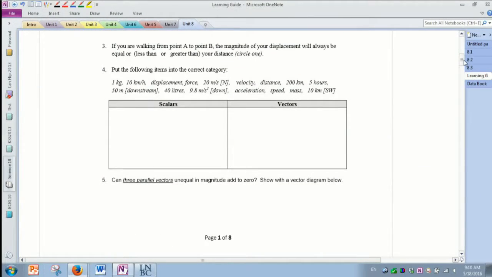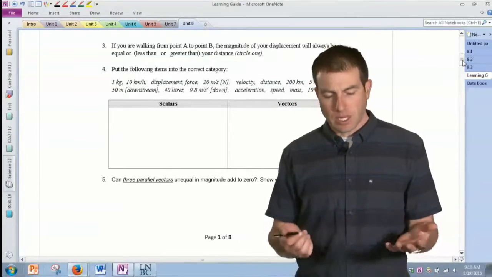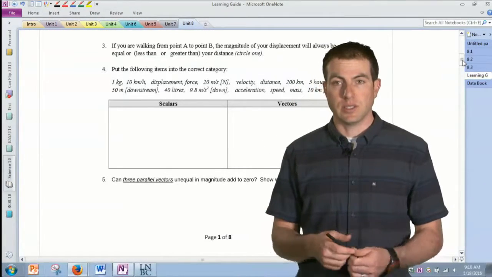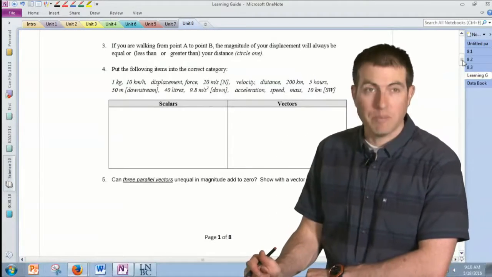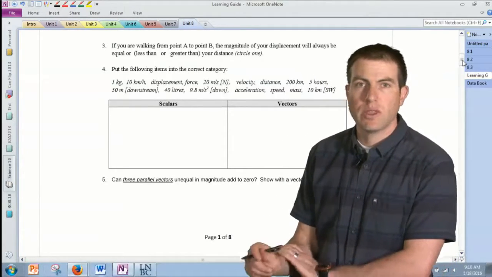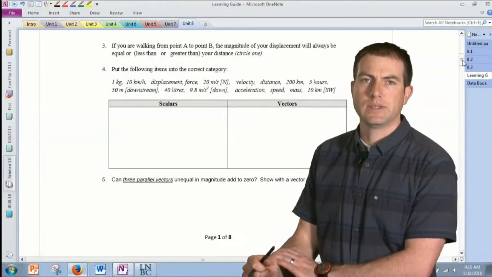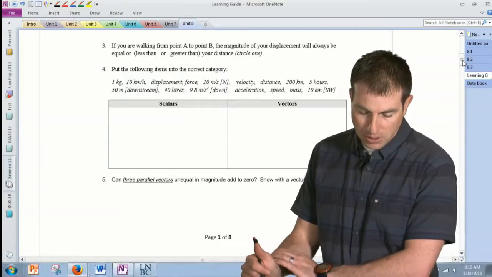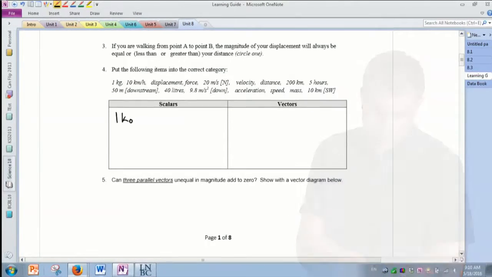Put the following items into the correct category. Okay, so we're talking about vectors and scalars. If it has a direction attached to it, then it's a vector. If it doesn't have a direction, it's a scalar. So 1 kilogram. Can you associate a direction with a mass? Do I usually say, I weigh 1 kilogram east? Not generally speaking. So that wouldn't make a lot of sense to give a direction to it. So we can put it in the scalars.